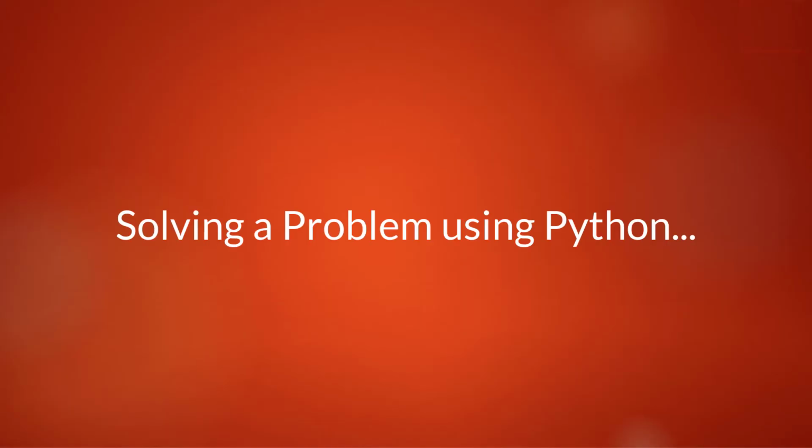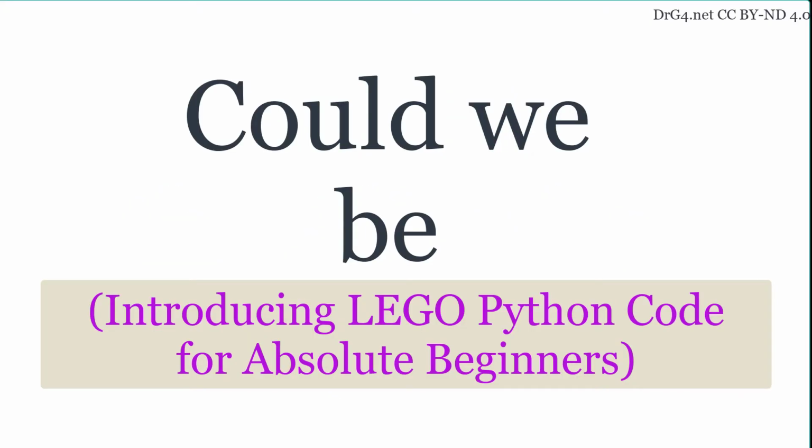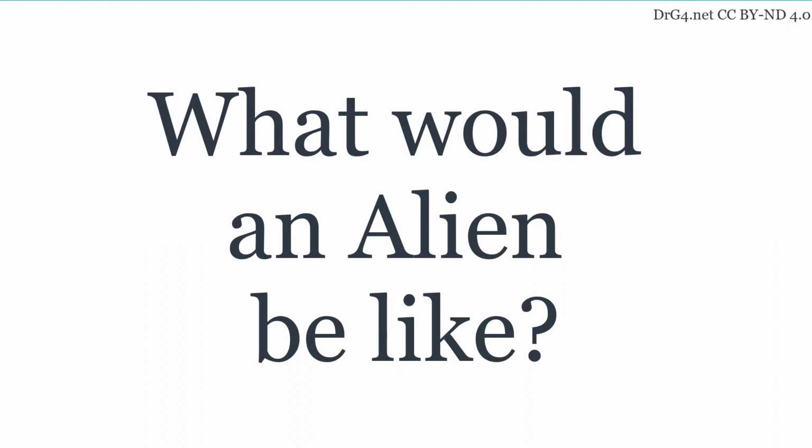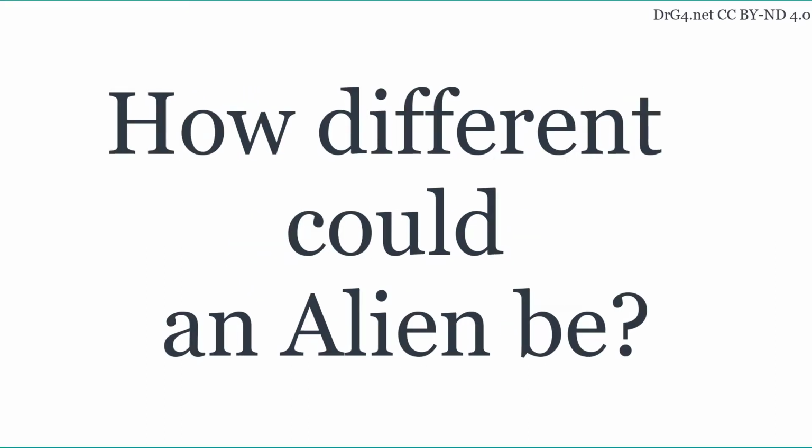Suppose an alien ambassador came to Earth. Would the alien be dangerous? Could we be killed? Let us send a robot in case the alien destroys anyone nearby. But let us think about how different could an alien be.